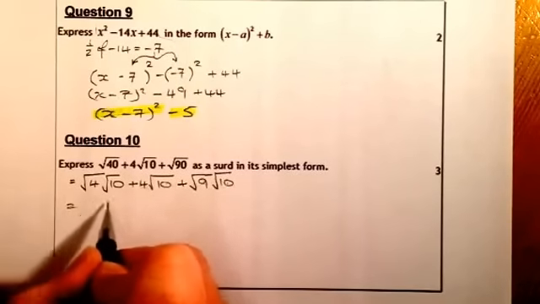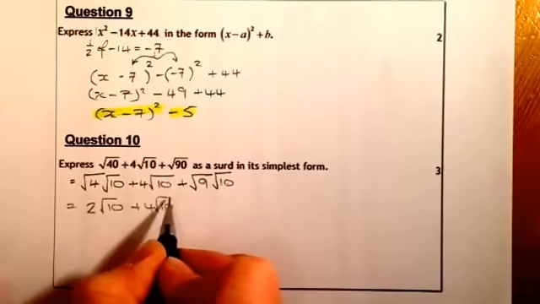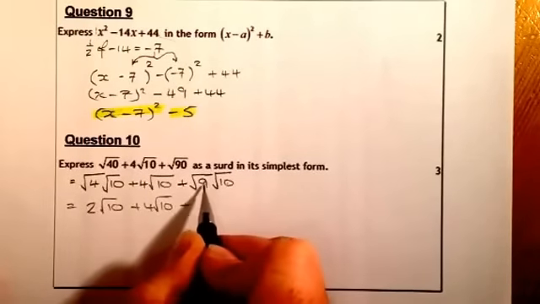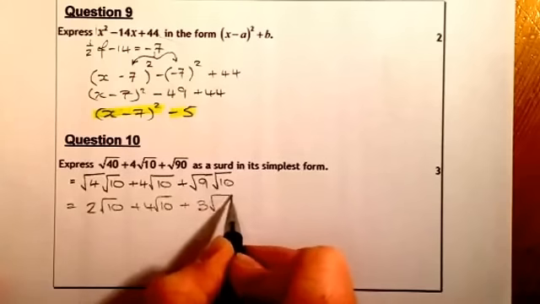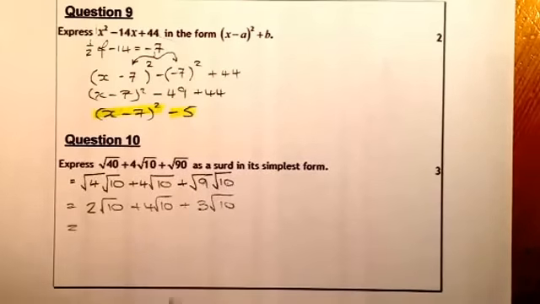Right, let's simplify these down. So I've got 2 root 10 plus 4 root 10, which I've not really touched, plus, and remember the square root of 9 is 3, and then I've got root 10. So I'm going to gather these all up as they are. So how many root 10s have I got?